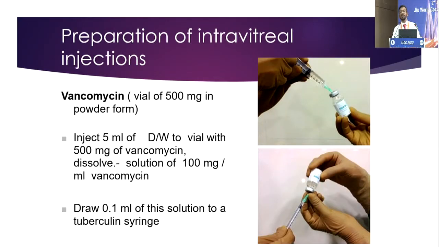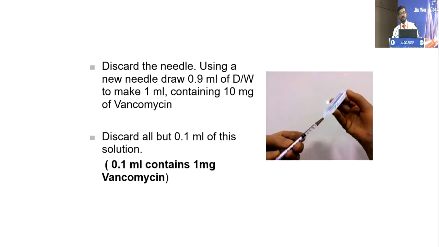Coming to the dosage and preparation, the most commonly used is vancomycin. It comes in 500 mg and 1 gram vials, so depending upon the dose of the vial, you have to choose. Inject 5 ml of distilled water, take 0.1 ml, dilute it with 0.9 ml distilled water, and give 0.1 ml of the antibiotic. This forms 1 mg of vancomycin in 0.1 ml.